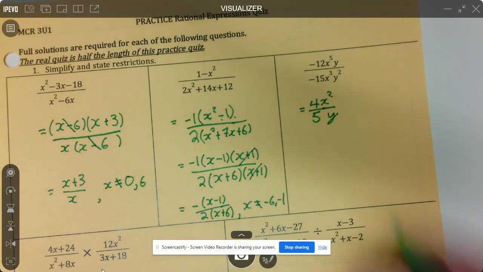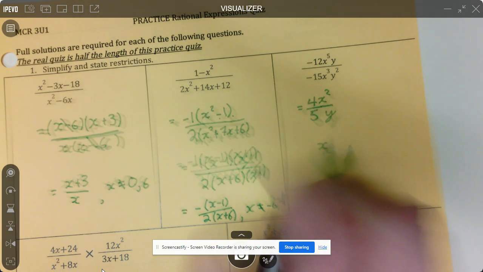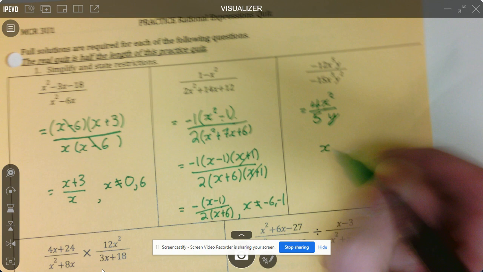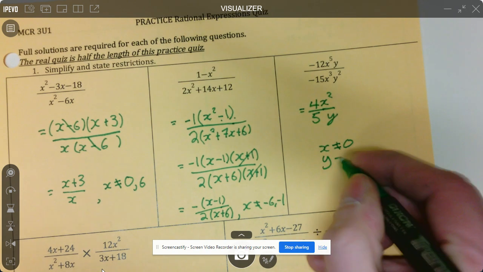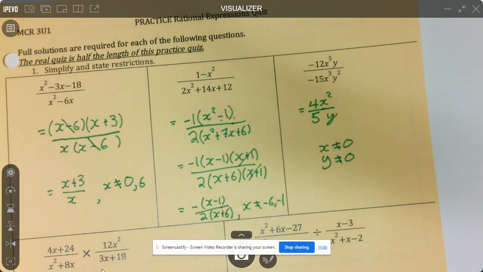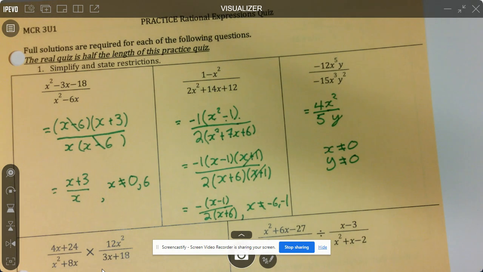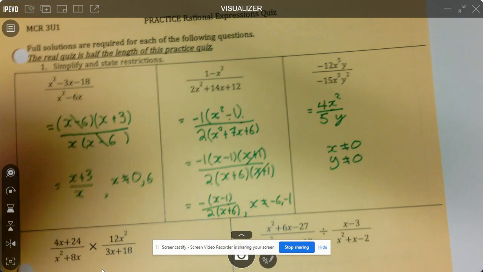squared over 5y. As I state my restrictions here, what would make this denominator equal to 0? Well, x can't be 0, because anything times 0 is 0. And I've also got a restriction on y. Y also can't be 0. So that's simplifying rational expressions.